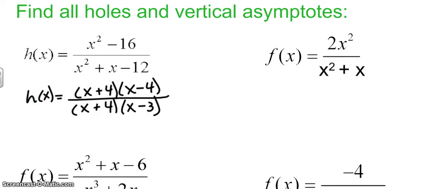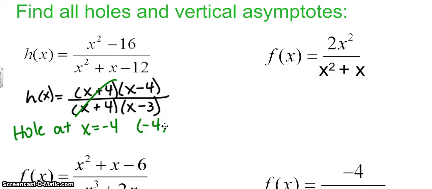So our domain would be all reals, x not equal to -4, x not equal to 3. Okay, you read your domain from your original function. But our hole is at x equals -4. Specifically, it's going to be the point -4, comma, when I plug in -4 here, I get -8 over -7, so that's going to be 8/7. Then, whatever's left in the denominator that's causing us a problem, there's going to be a vertical asymptote at x equals 3.